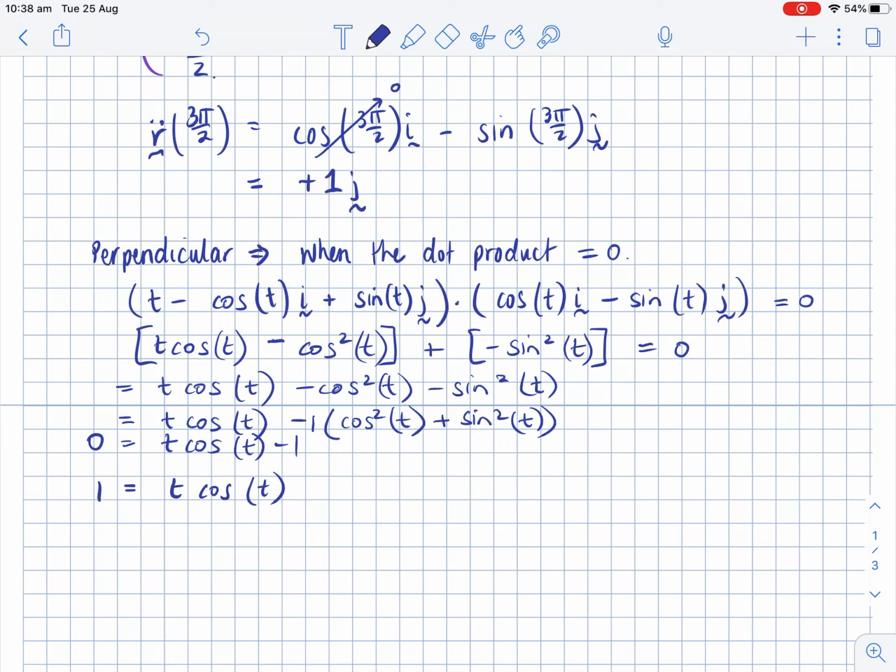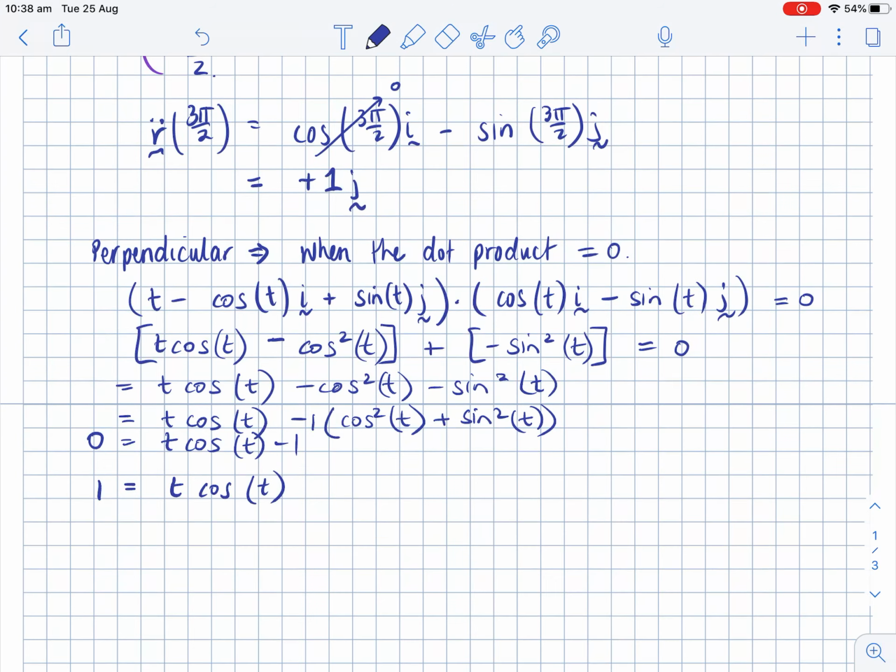This is a tricky one to solve without a calculator, so I'm going to type that straight into the calculator and work out what t is. And that will give me an answer of approximately 4.92 seconds.